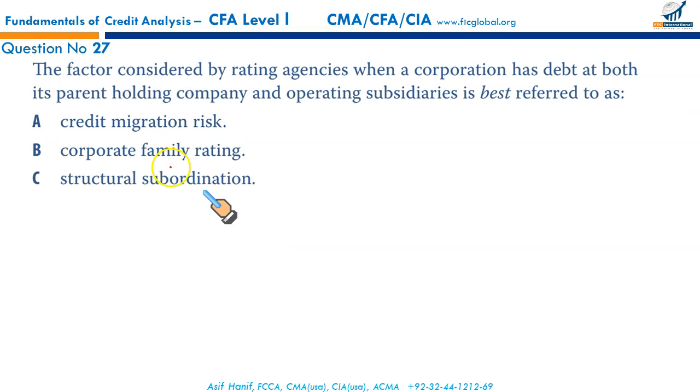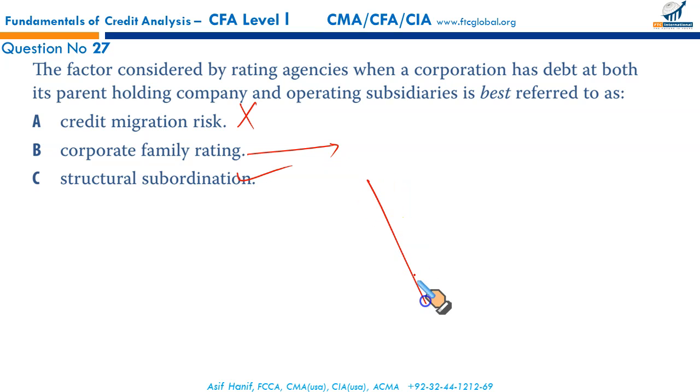Next, the factor considered by rating agencies when a corporation has debt at both its parent holding company and operating subsidiaries is best referred to as, we just discussed this a little while ago, structural subordination. I discussed this. Credit migration risk. This is credit downgrade, not what we were looking for. And corporate family ratings.